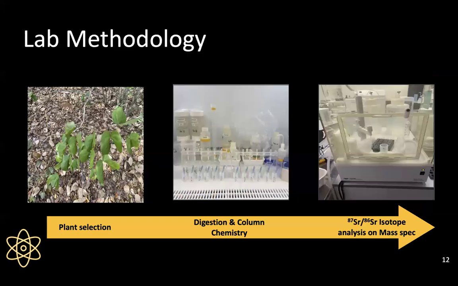Once plants were collected and dried, I then processed the samples at the Brussels Bioarchaeology Lab at the Vrije Universiteit in Brussels, Belgium. I digested the samples in acid, isolated the strontium through column chemistry, and then I ran the analysis on a new Plasma 3 MC-ICP-MS.